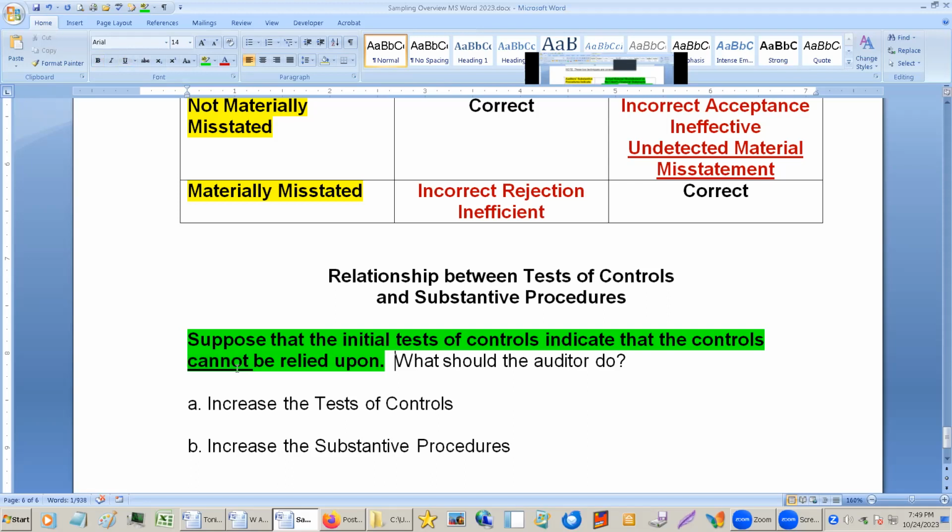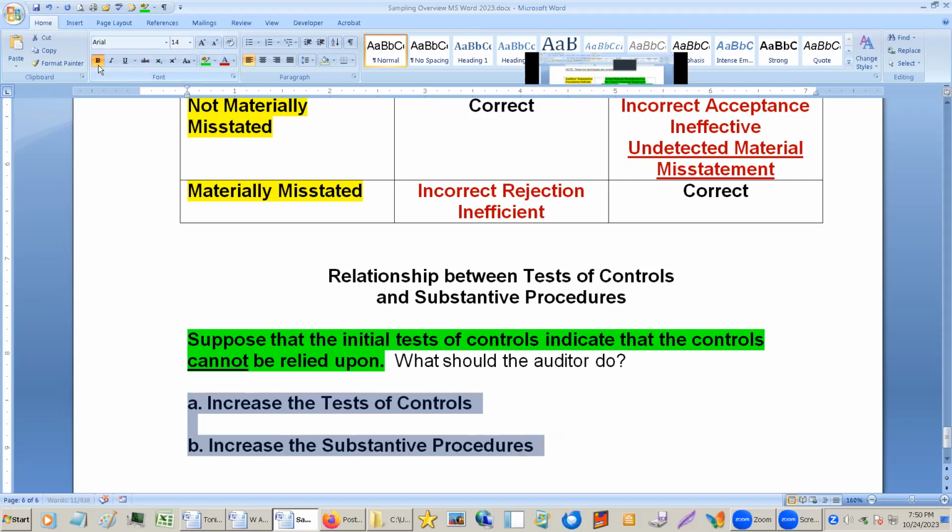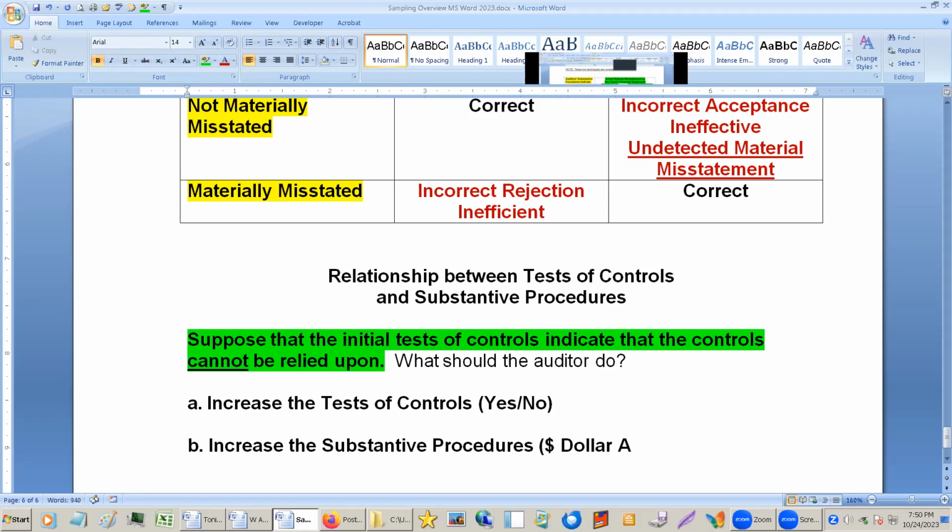We want to rely on the internal controls because it can reduce our substantive testing. But let's say we get 10 or 20% into the testing and we find out we can't rely on them. So we cannot rely on the controls. Are we going to increase the test of controls or increase the substantive procedures? Which one are we going to rely more heavily on? We can't rely on the controls.